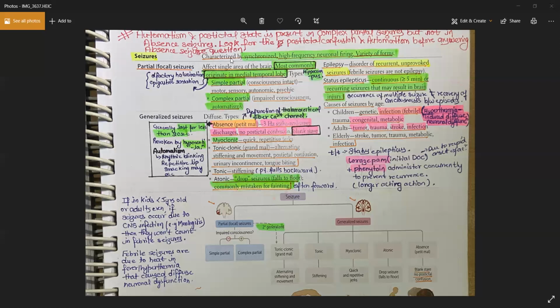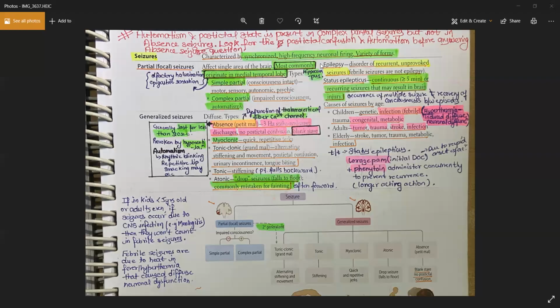So now it becomes very confusing to determine the difference between the absence seizure and the complex partial seizure. We will come to that in a second. Don't worry, I will make it easy for you. But just know that you have two types of seizures in the partial focal seizure. One is the simple and the second is the complex.